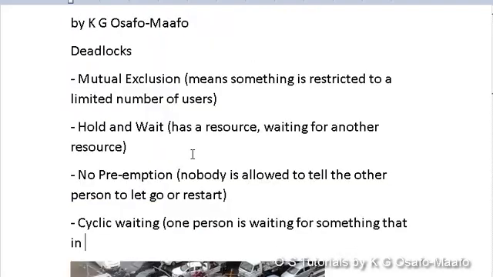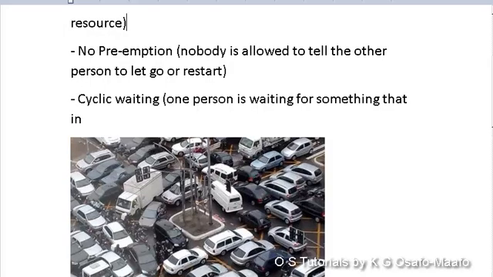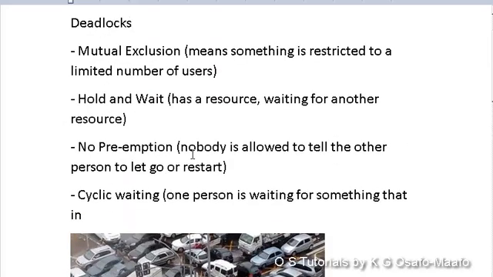So these are the conditions for deadlock. If all four of them hold, then there's really nothing you can do. A deadlock will occur. But if you can at least solve one of them, then you could have solved the deadlock problem.